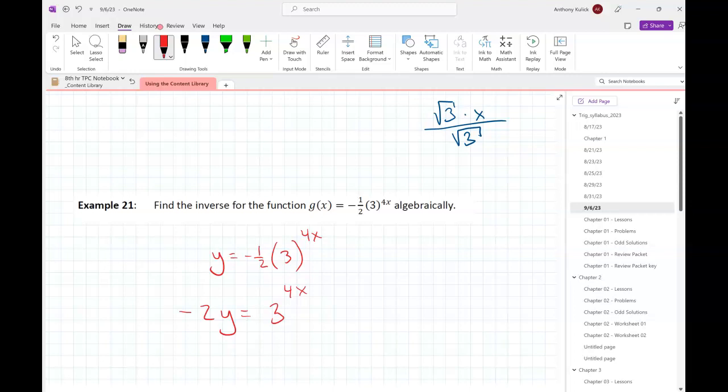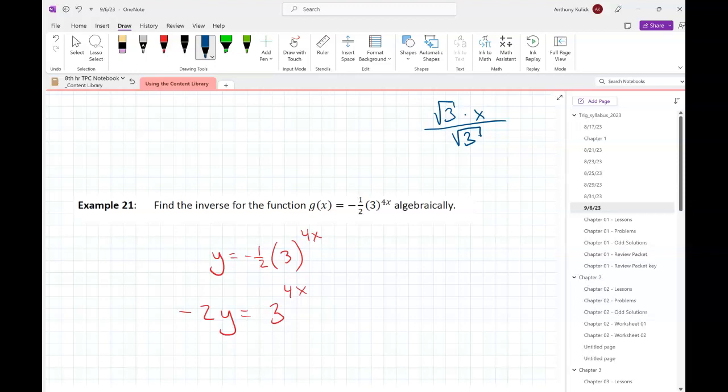But how do I get that 4x out of the exponent? What do I have to use? What mathematical operation do I need to use to do that? Does anybody remember? You would have talked about it last year in your Algebra 2 course. What mathematical operation do you need to use to get a variable out of the exponent? The answer starts with the letter L. You need a logarithm.